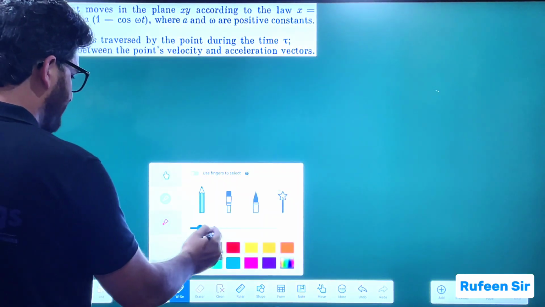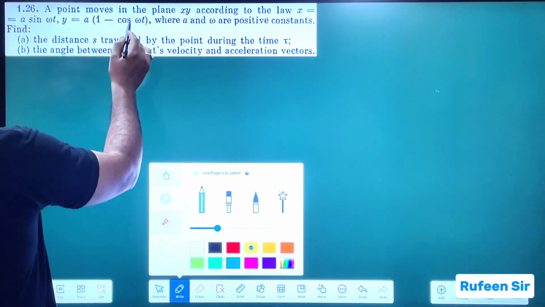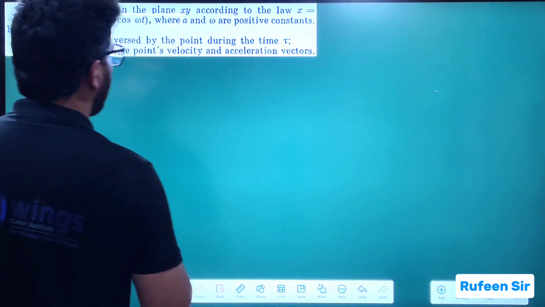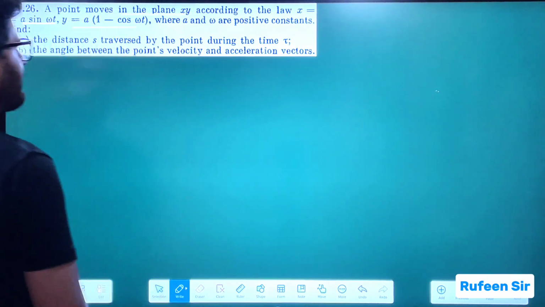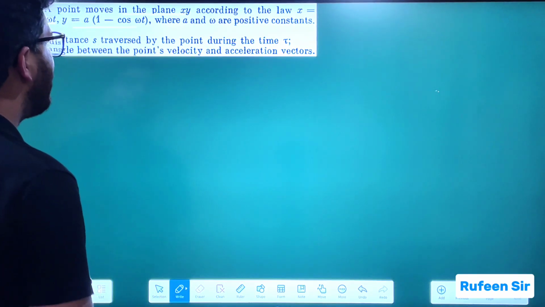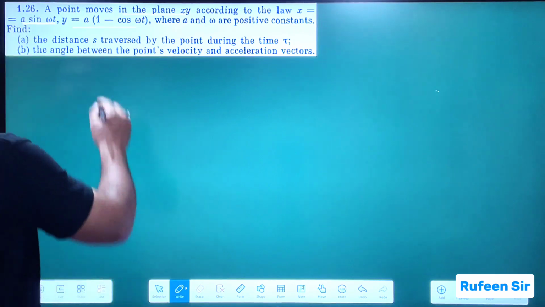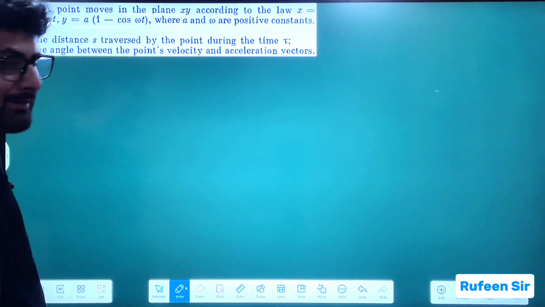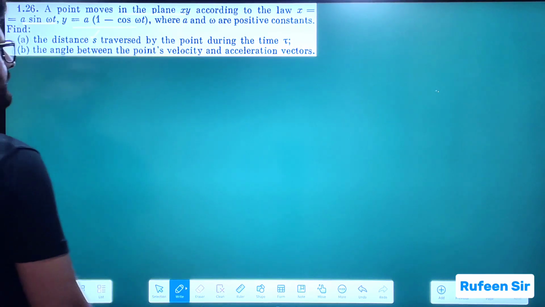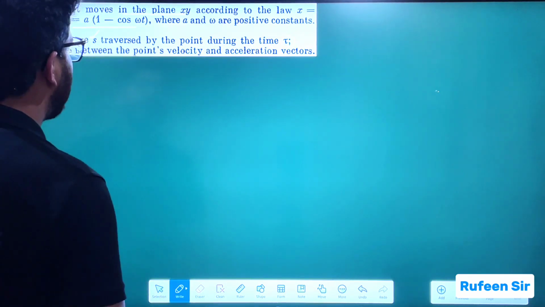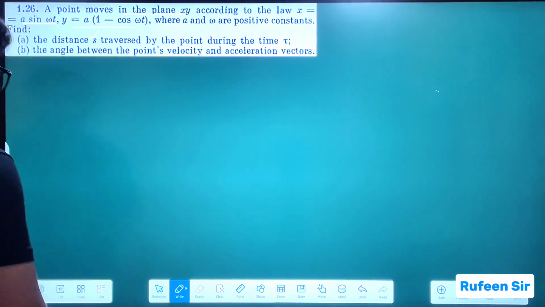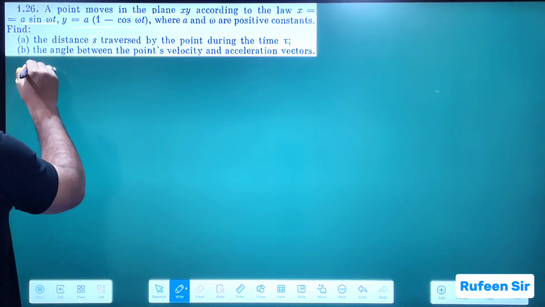A point moves in the xy plane according to the law x is a sin omega t and y is a into 1 minus cos omega t. A and omega are positive constants. We have to calculate the distance s, not displacement, by the point during the time tau, and I have to calculate the angle between the point's velocity and acceleration vectors. Okay, so how can I do it?